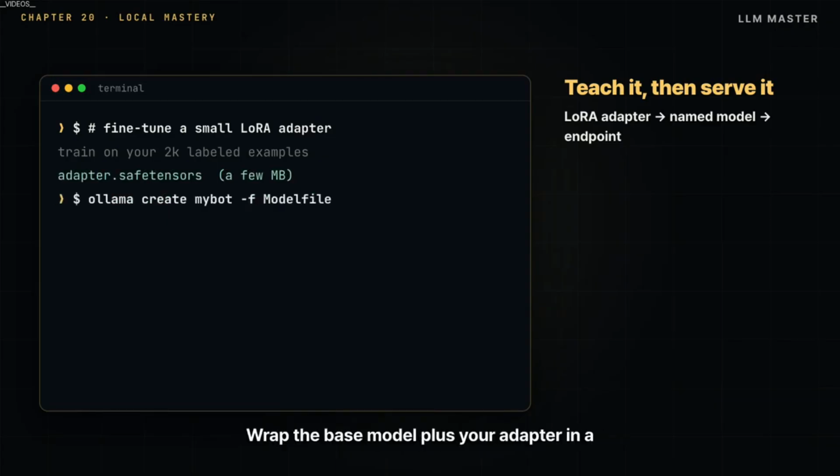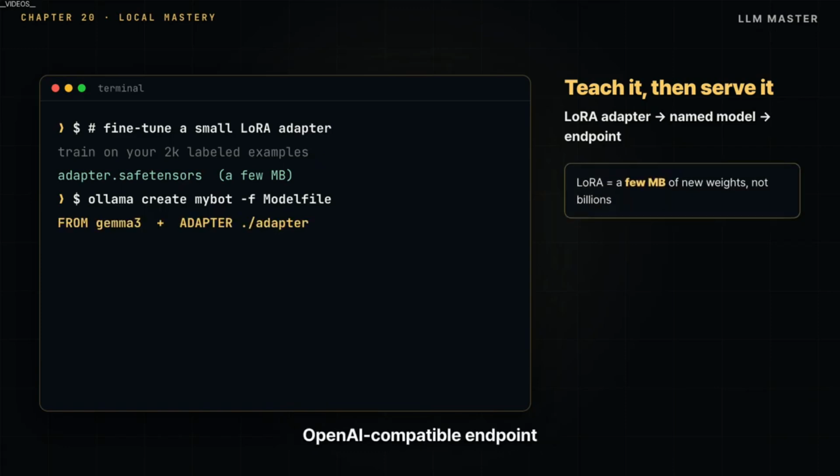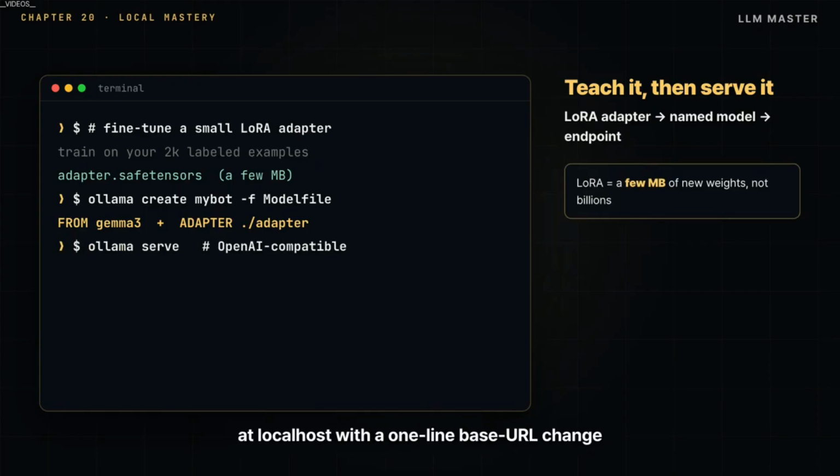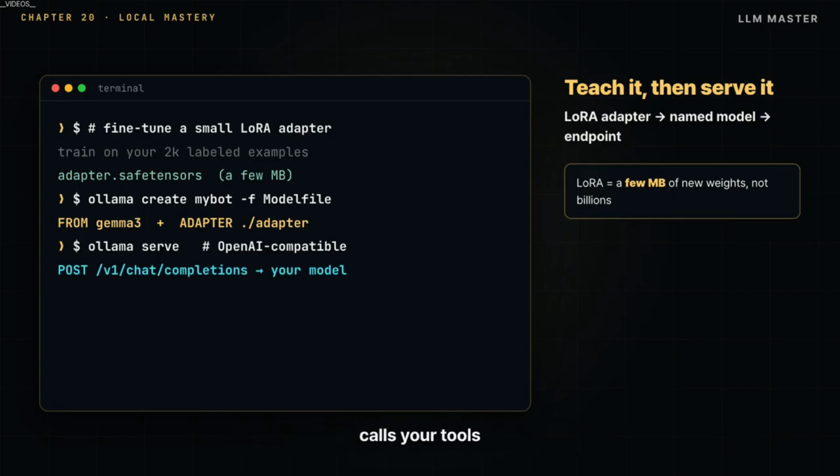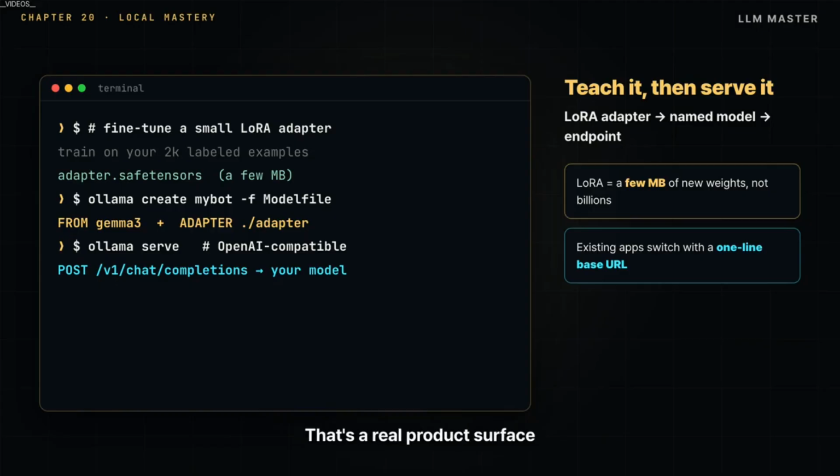Then you deploy. Wrap the base model plus your adapter in a Modelfile, create a named model, and serve it. Ollama exposes an OpenAI-compatible endpoint, so anything that already speaks that API points at localhost with a one-line base URL change. Suddenly, you have a private, specialized model behind a standard interface. A small multimodal agent that reads images, calls your tools, returns typed JSON, and runs on a box you own. That's a real product surface, not a toy, and no one else ever sees the traffic.